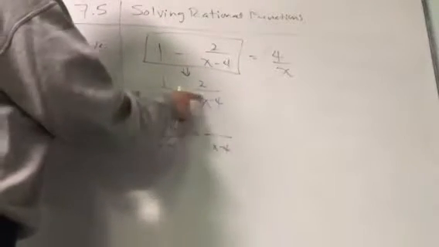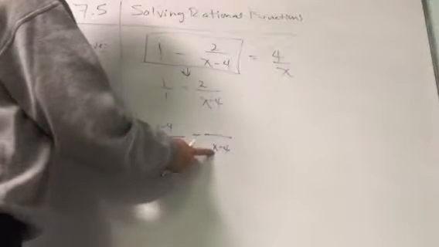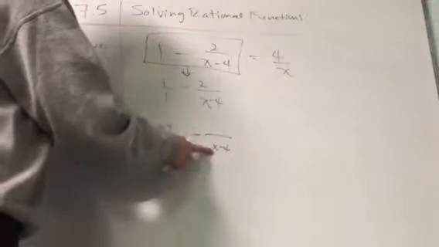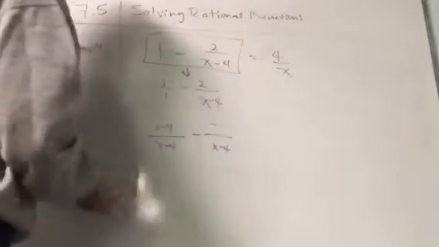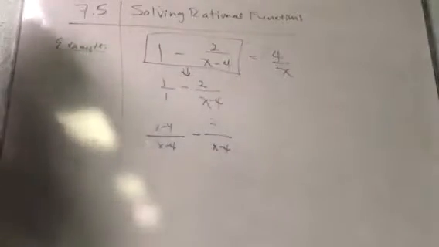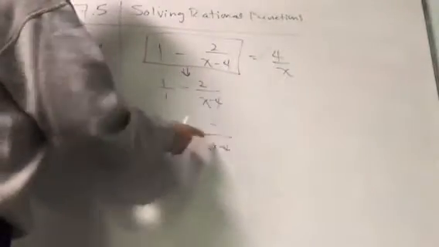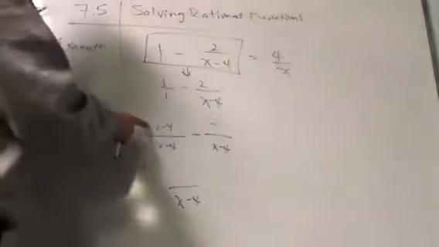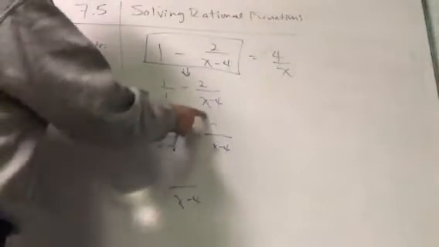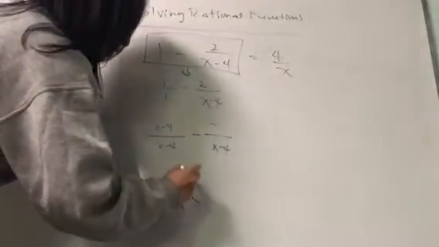The same thing on this side: we didn't have to do anything except multiply by 1, so it's just 2. Now we have a ratio minus another ratio with an LCD in place. It's going to be combined over the LCD, which is x minus 4. So we have x minus 4 minus 2, and that becomes x minus 6.